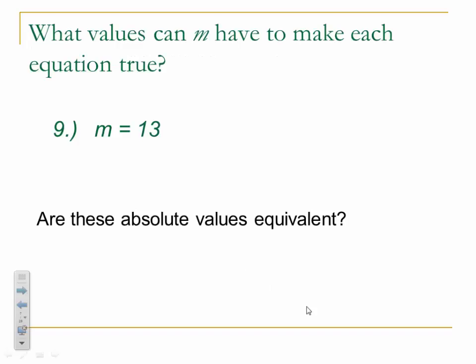And one last thing, this is on the back of your paper. What values can m have to make this equation true? Well, the absolute value of m. Obviously, you're saying, well, m is 13, so it's got to be 13. What about -13? If I substituted that in for the m, would that still give me 13? It would. So understand that if a number has these brackets around it, it can be positive or negative. Very important.